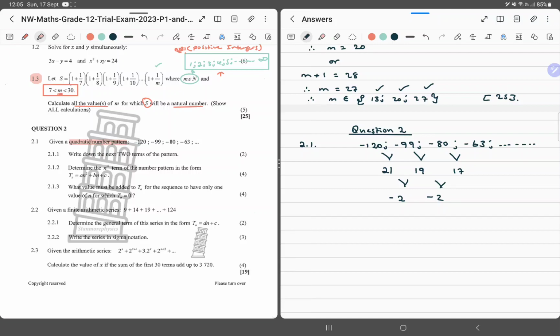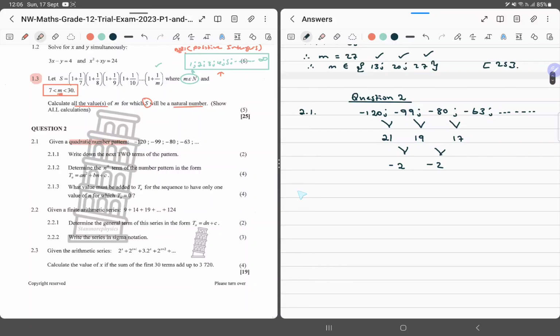Okay, so this one you don't need a second invitation to do it. You just do it. So 2.1.1. We're told to write down the next two terms of the pattern. Not a problem. This is very easy. Since we are on this mode, we know that the difference between this one and the next term is going to be minus 2. And then, when we say 17 minus 2, we get a 15.